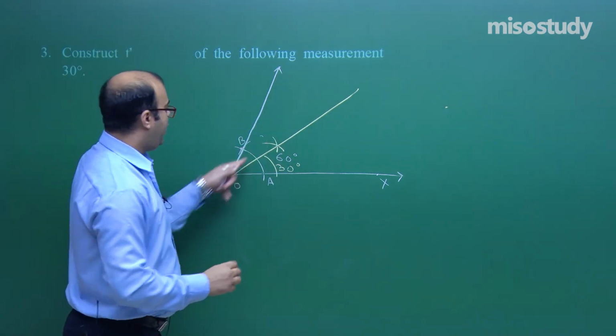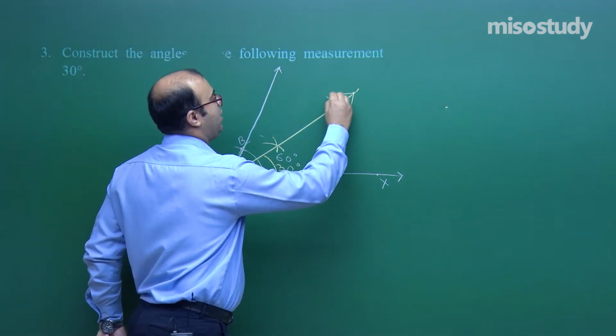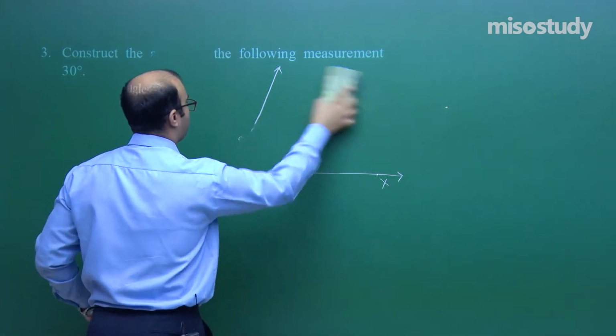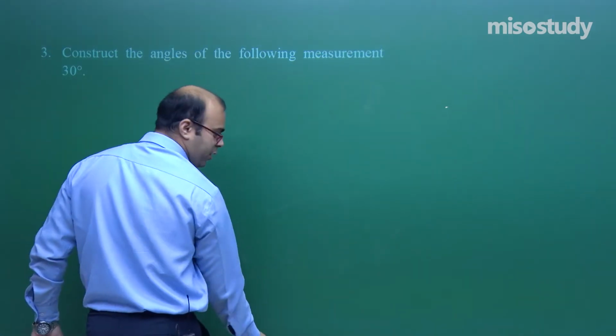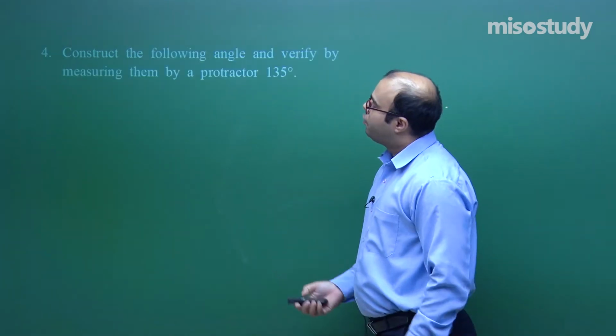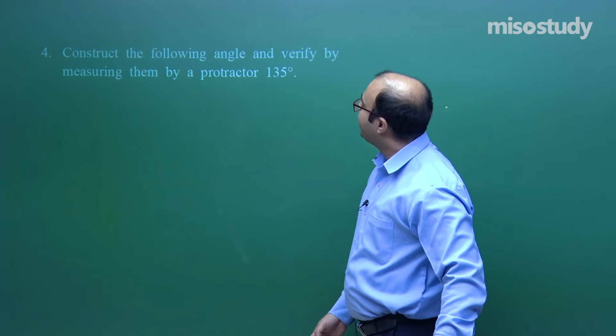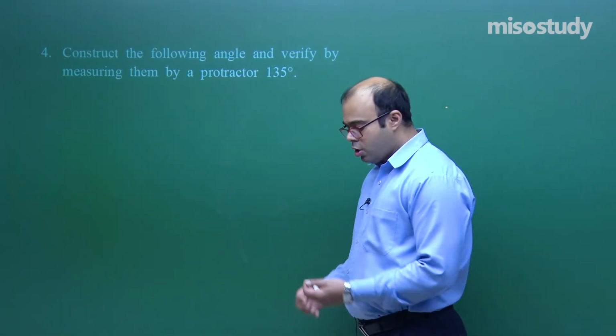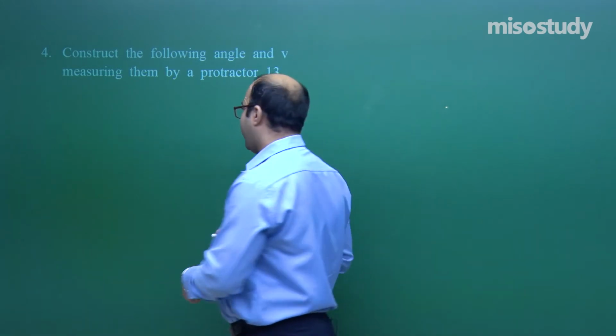So this angle XOY is 30 degrees. You have to remember how to draw angle bisectors and the different theories which we studied in the chapter on constructions. The fourth question says: construct the following angle and verify by measuring it with a protractor, 135 degrees. So this angle is an obtuse angle.